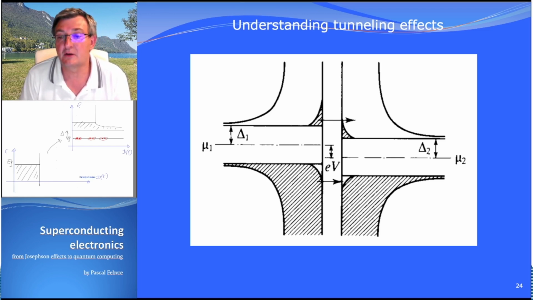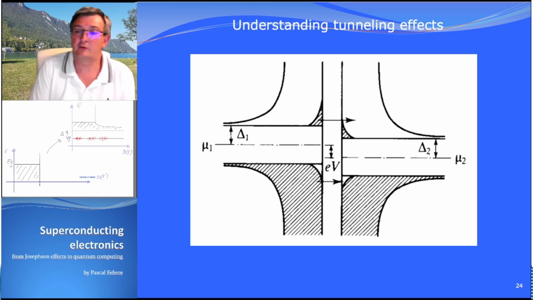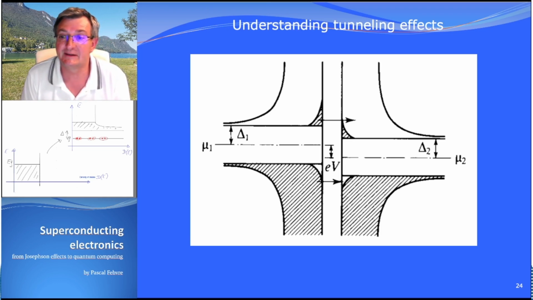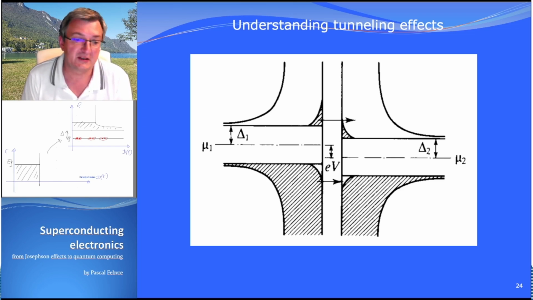But you can have quasi-particle currents, either because the voltage is high enough, so you have, let's say, electrons or quasi-holes from one superconductor which can cross to the free conduction band on the other side. And you can also have currents due to thermal effects, just because the temperature excites a few electrons, or if you want, it breaks a few Cooper pairs, and they can be present even if you don't apply a voltage.